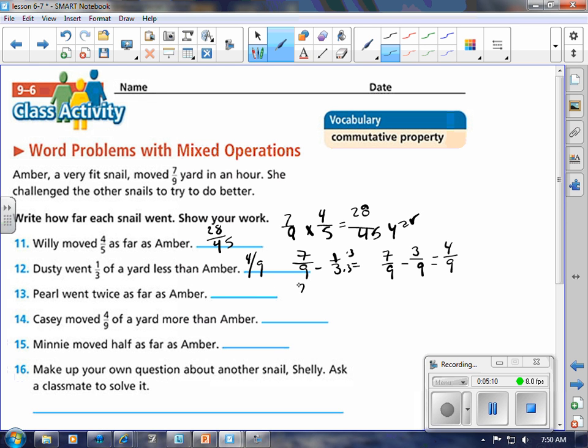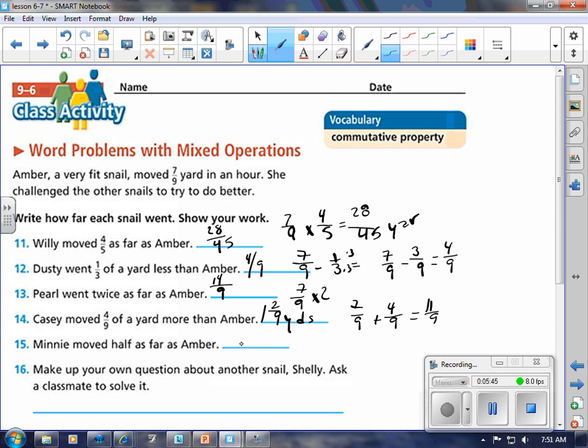Pearl went twice as far as Amber. So it's like saying 7/9 times 2, or 7/9 plus 7/9 if you're more comfortable with that, which is 14/9. Casey moved 4/9 of a yard more than Amber. That's addition. So 7/9 plus 4/9 is 11/9, or 1 and 2/9 yards.